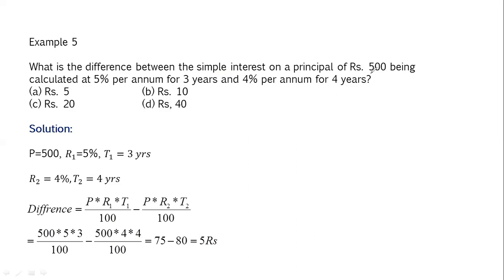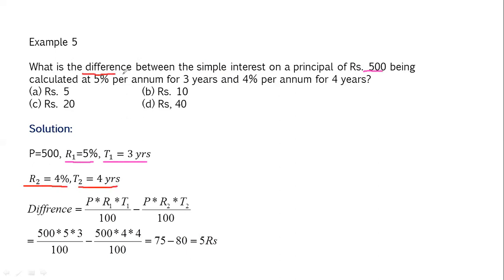What is capital P? 500. Next, in the first case, it is 5% per annum for 3 years. So R1 will be 5%, T1 is 3 years. Next is what? 4% per annum for 4 years. So R2 is equal to 4%, T2 is equal to 4 years.